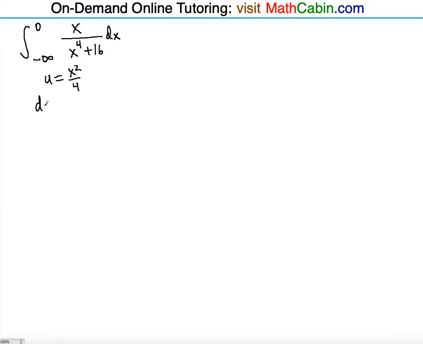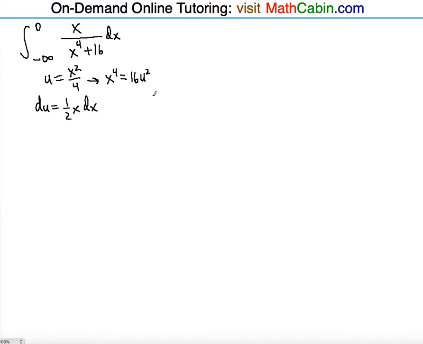So the du is going to be 1/2 x dx, right? Using the power rule, you will know that the derivative is 1/2 x dx. Now, what is x to the fourth equal to? x to the fourth is going to be 4u squared, right? So 16u squared.